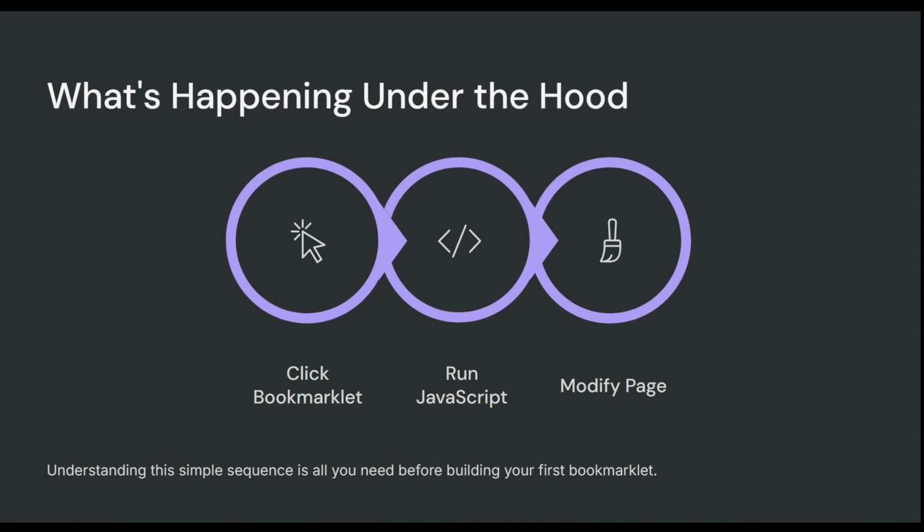So the code lives in the bookmark URL. Instead of a standard URL that starts with HTTPS, it starts with JavaScript. That's the whole trick. The browser sees that and goes, oh, I should run this as code, not open a page. I hope that was pretty straightforward. So let's actually do it.